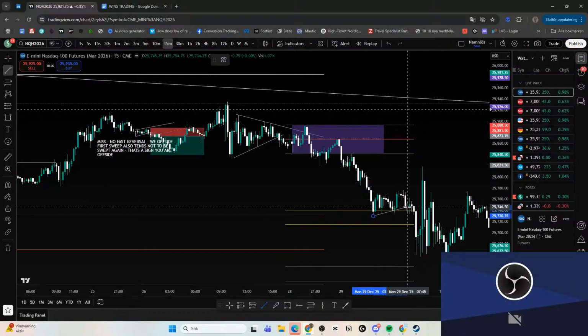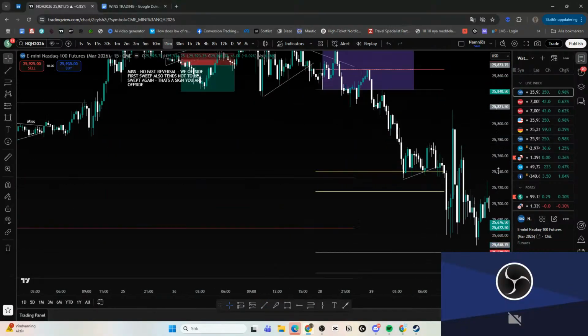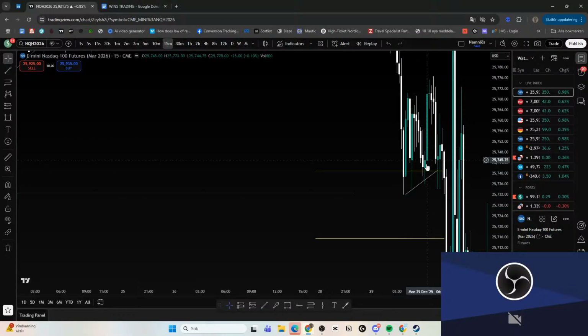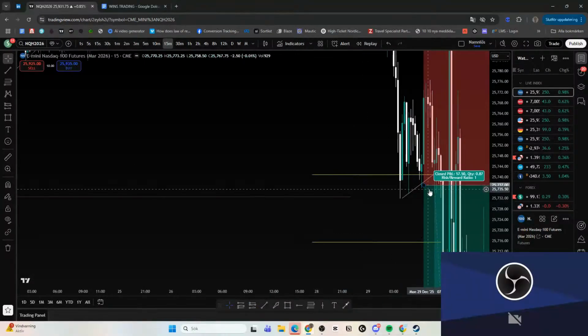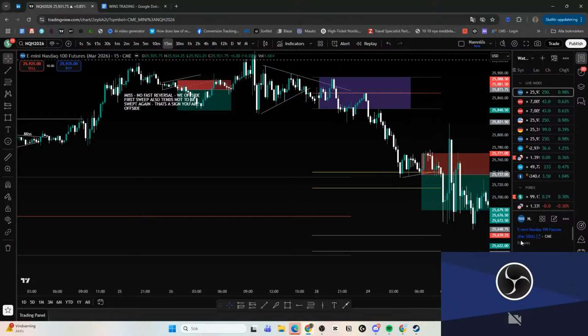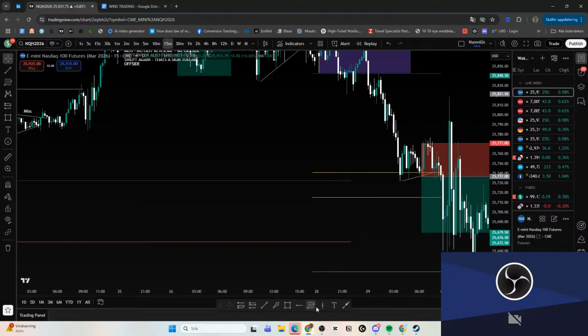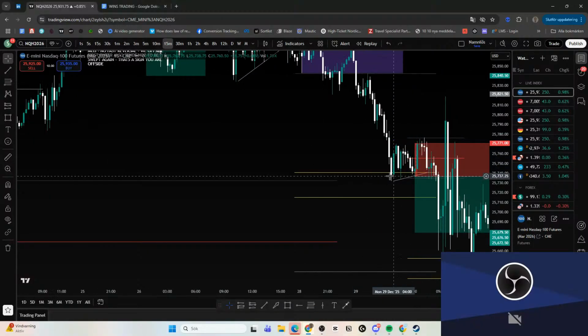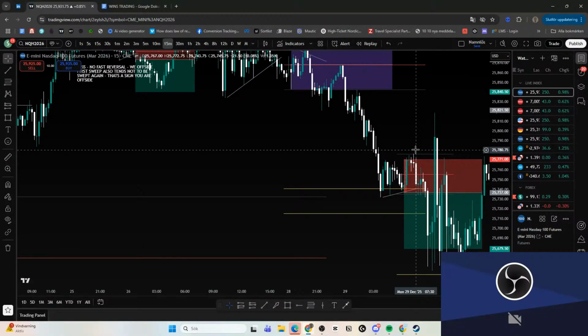Nice. Break below, we will go short. Get the sweep. This one wasn't that fast though. I would have been sketched out there, probably. I would have definitely been sketched out there.